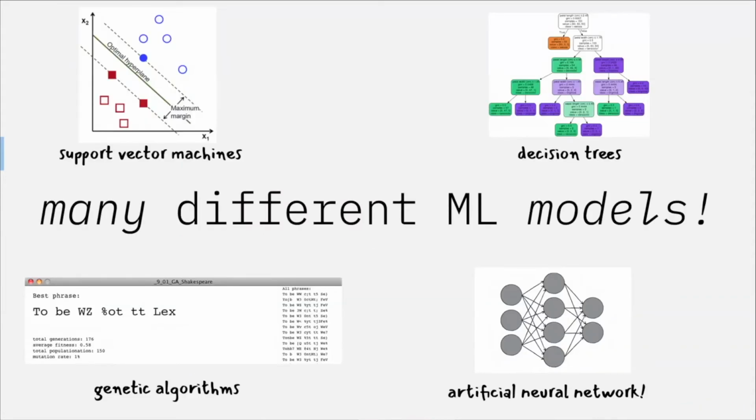So there are many different types of ML models: support vector machines, decision trees, or when you have a bunch of decision trees, decision forests, genetic algorithms. And the one that we're going to be focusing on today is artificial neural networks. I'm happy to get into any of these in the Q&A at the end, but by and large, when you hear machine learning, people are talking about neural networks.